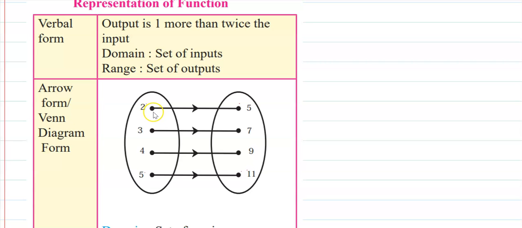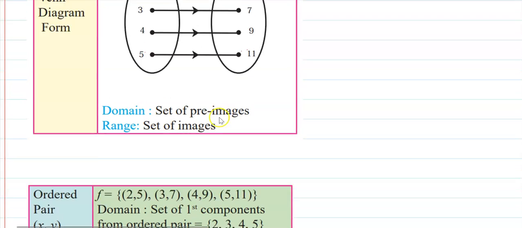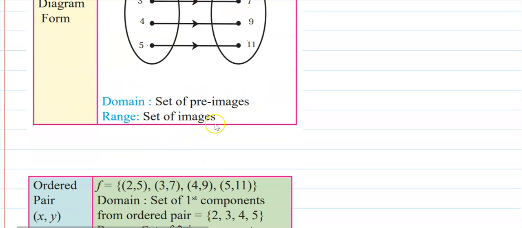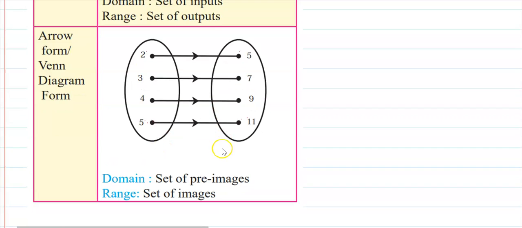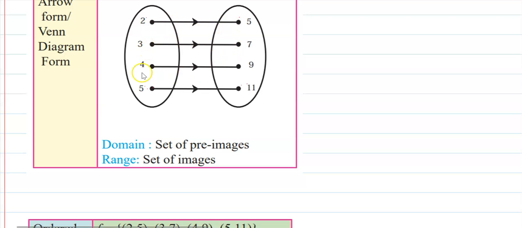Now see this here, output हा कसा आहे, 1 more than twice the input, म्हणजे इनपुटच्या दुप्पटीपेक्षा एकाने जास्त. That is, 2 times 1 more than twice the input: 2 into 2, 4 plus 1, 5; 3 into 2, 6 plus 1, 7; 4 into 2, 8 plus 1, 9; 5 into 2, 10 plus 1, that is 11. Okay, and they are denoted in this way, the arrow diagram. What about the next? Domain means what, set of pre-images. याला काय म्हटलं जातं, the pre-images म्हटलं जातं, and this is called the image, set of images. Range is called the set of images.